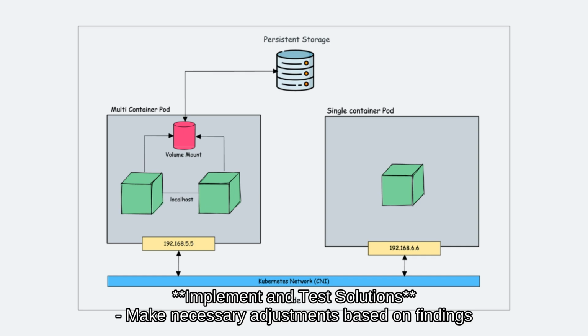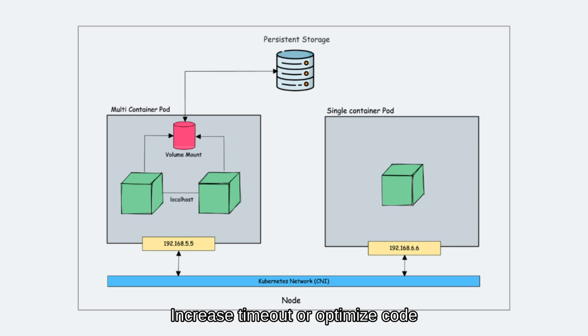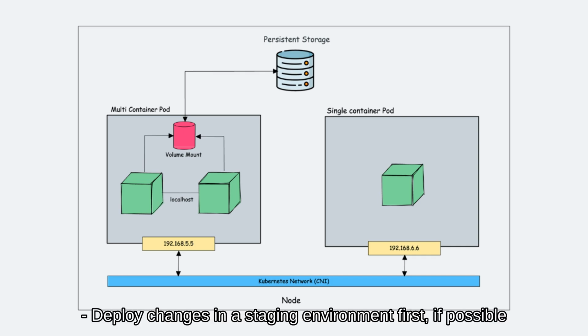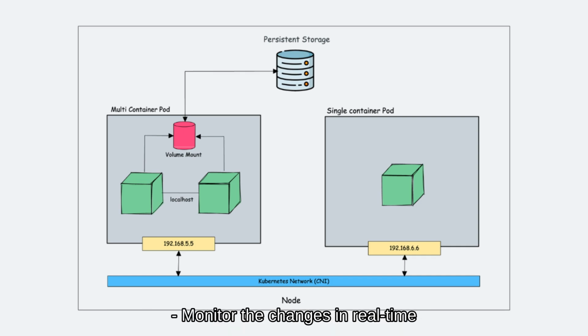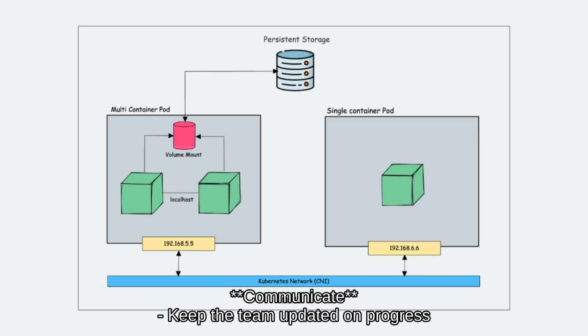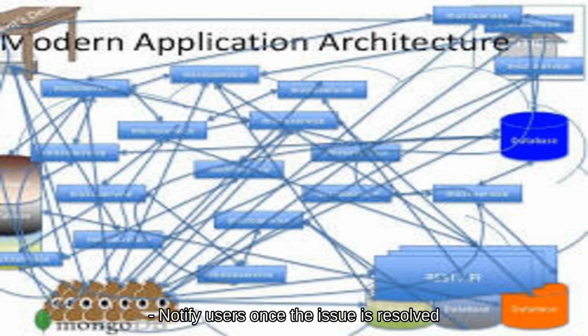5. Implement and test solutions. Make necessary adjustments based on findings. Increase timeout or optimize code. Deploy changes in a staging environment first, if possible. Monitor the changes in real time. 6. Communicate. Keep the team updated on progress. Notify users once the issue is resolved.